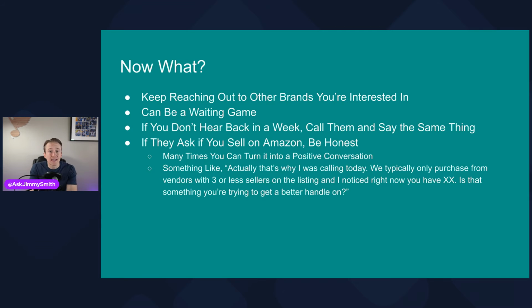Now, if they already only have 1 or 2 sellers on a listing, it's going to be very difficult for you to get the account anyway to sell on Amazon, because more than likely it's an exclusive relationship, depending on the Keepa graph. So you need to know that. It's not always the case, but depending on the graph. But if they are having a problem with Amazon, they're trying to limit their amount of sellers on Amazon, they're going to ask that question and you can make it positive and just say, actually, that was one of the reasons I was calling you. I wanted to ask you this.